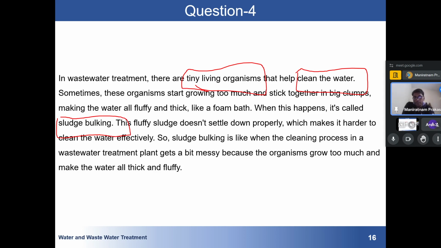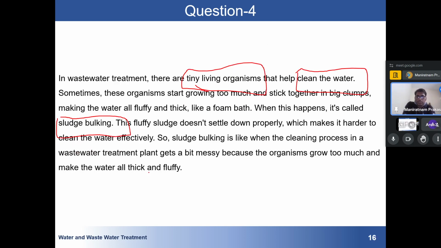So we will see whether sludge bulking is a beneficial thing, a good thing, or an unnecessary thing. Till now we can say that this is an unnecessary thing because it is not helping. Due to this process, my main target, to clean water, is not getting fulfilled. So I can say that sludge bulking is not a good thing.